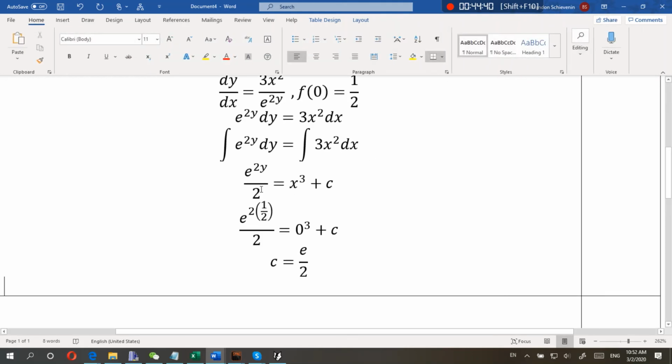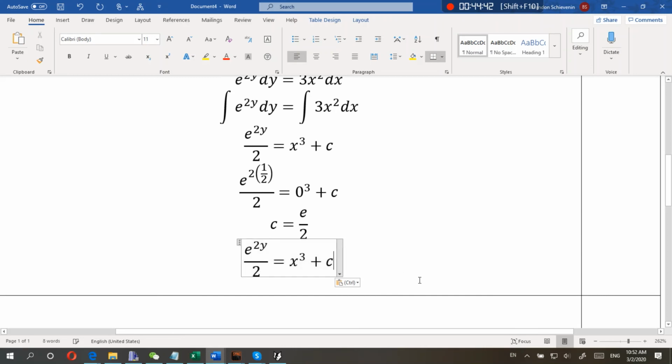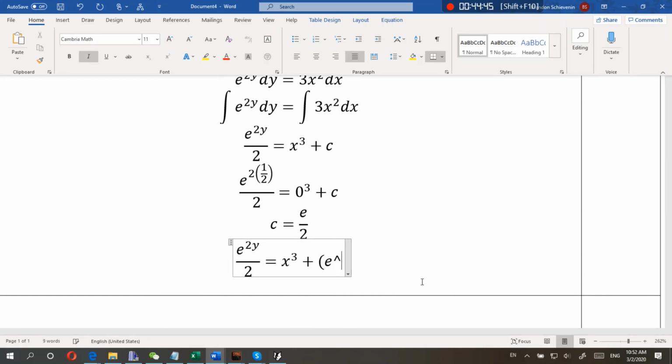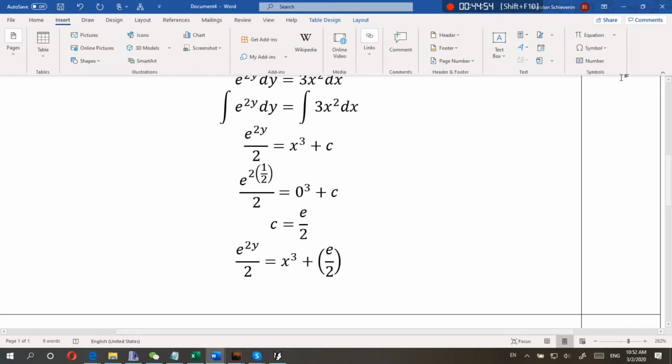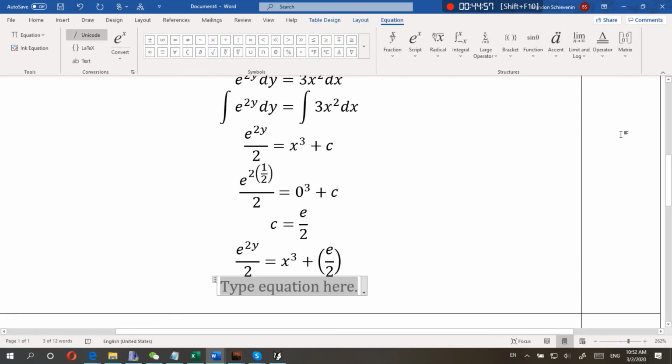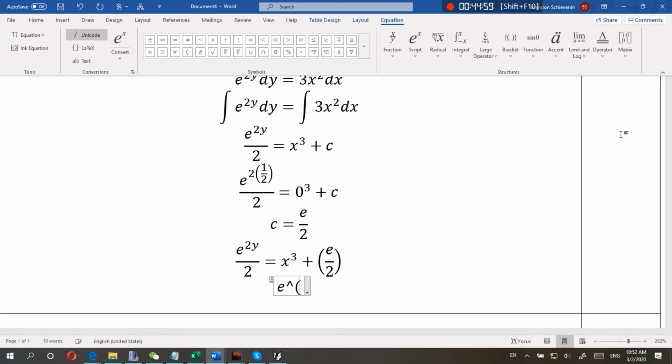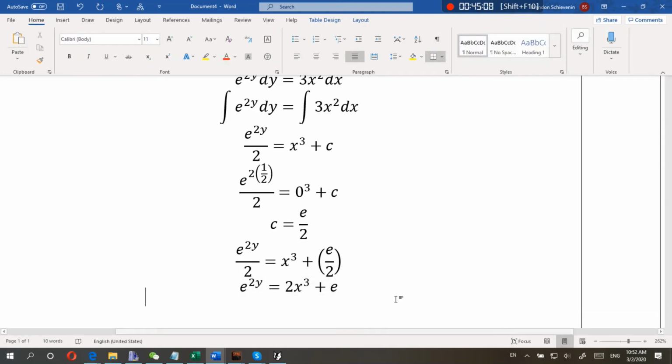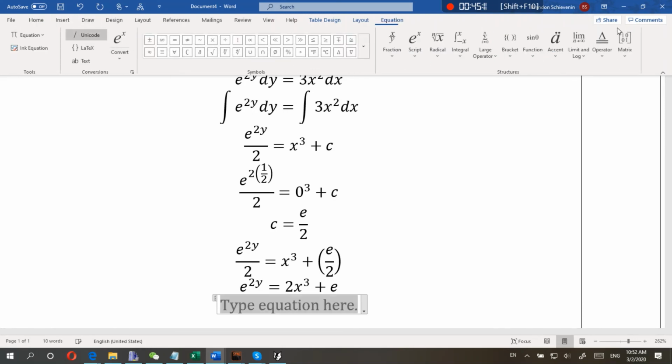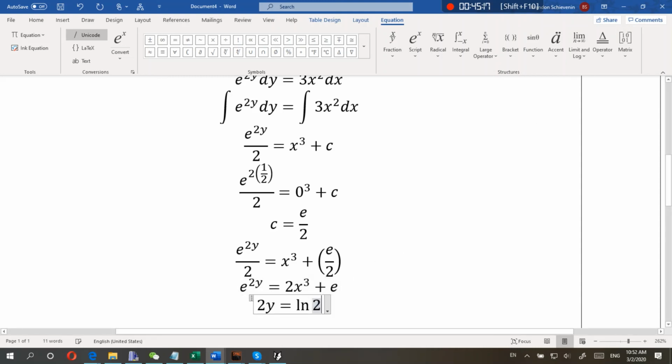And if that's true, I can go back to this step and plug in for c. So we know c now is e over 2. Okay, so now my goal is to solve for y. So I'm going to first multiply everything by 2. And then to get rid of this base e, I'm going to take the natural log of both sides. So that'll be 2y is equal to the natural log of everything that was on this side, 2x cubed plus e.